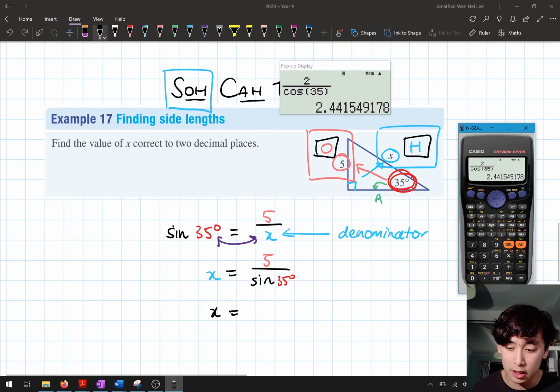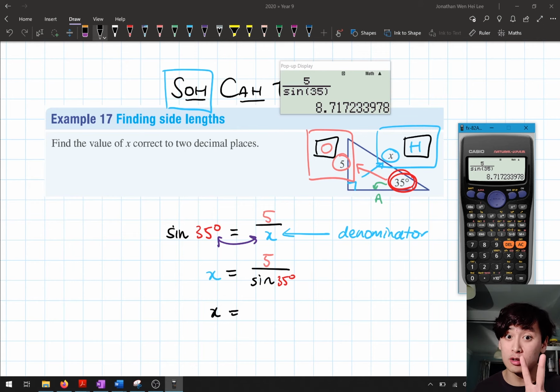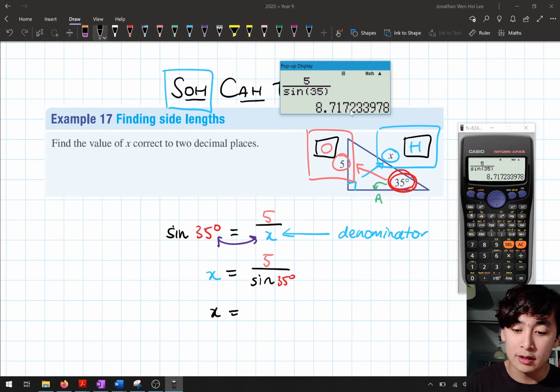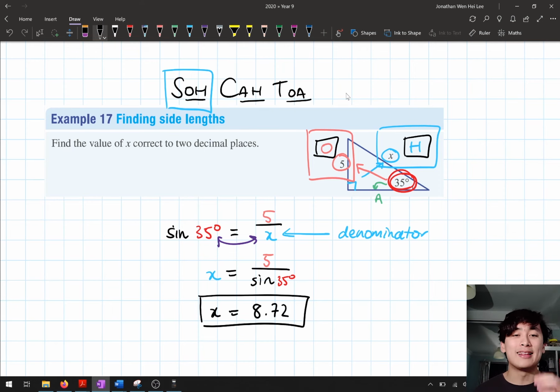Let's open up my calculator. I'm going to get my fraction out. 5 over sine 35, close my bracket, is equal to 8.717. I need two decimal places. So I'm going to look here. 8.717. I cut off after the 1. I look at the next number, 7. That's above 5, so I round up. I add 1 to the previous number. So it's going to be 8.72. There we go. That is the side length x for this question here.